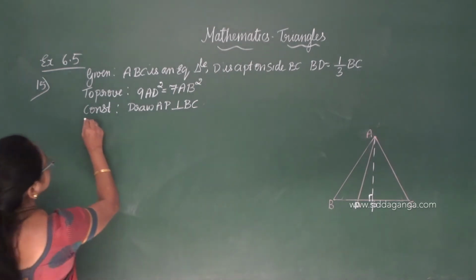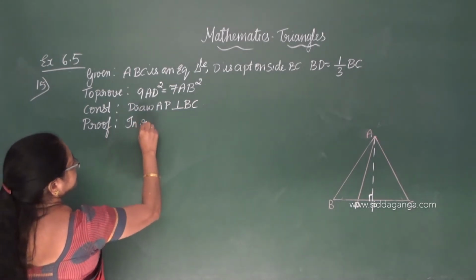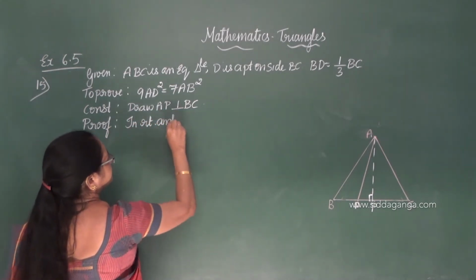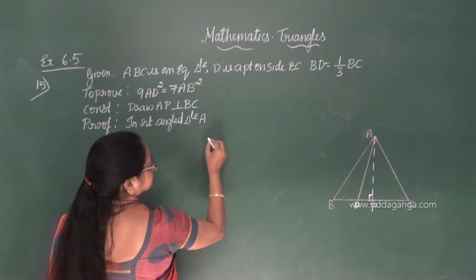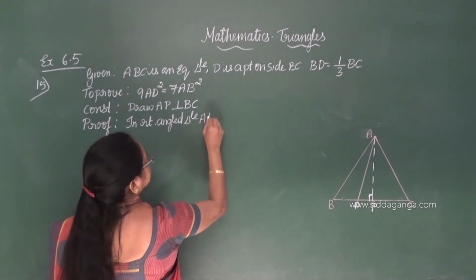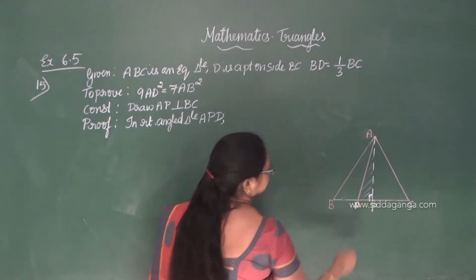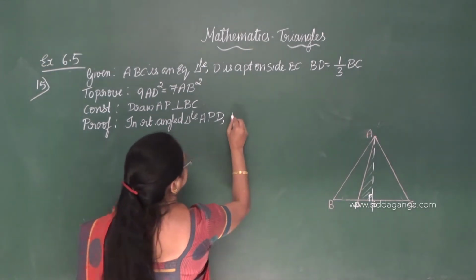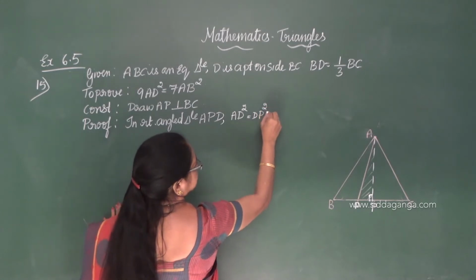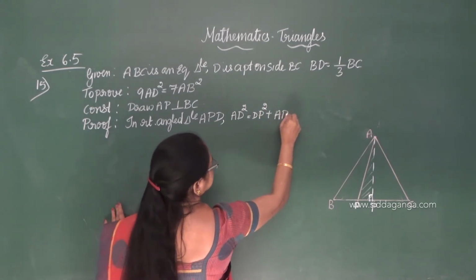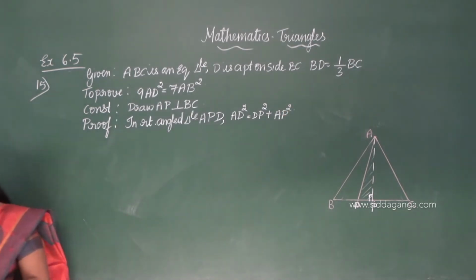Okay, let us see the proof now. So in right angle triangle APD, in right angle triangle APD means the small right triangle I will take. So here AD square is equal to DP square plus AP square. Okay, understood?